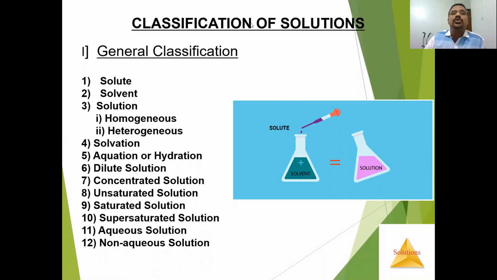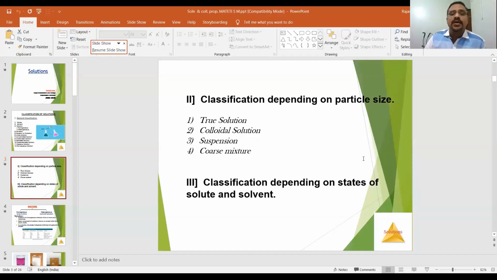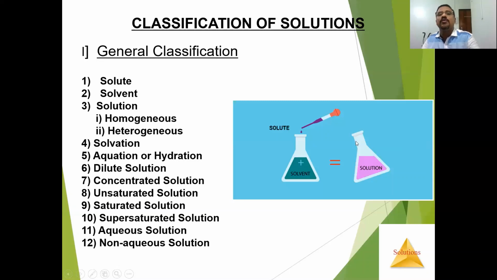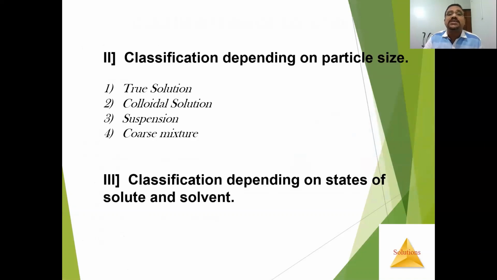Now I want to move to the next slide. Here it comes, your second slide. We will move to the second type of classification: classification depending on particle size. Students, I have already told you that in the chapter only the third classification table is given in your textbook. Still, I want to make four classifications for the solutions.